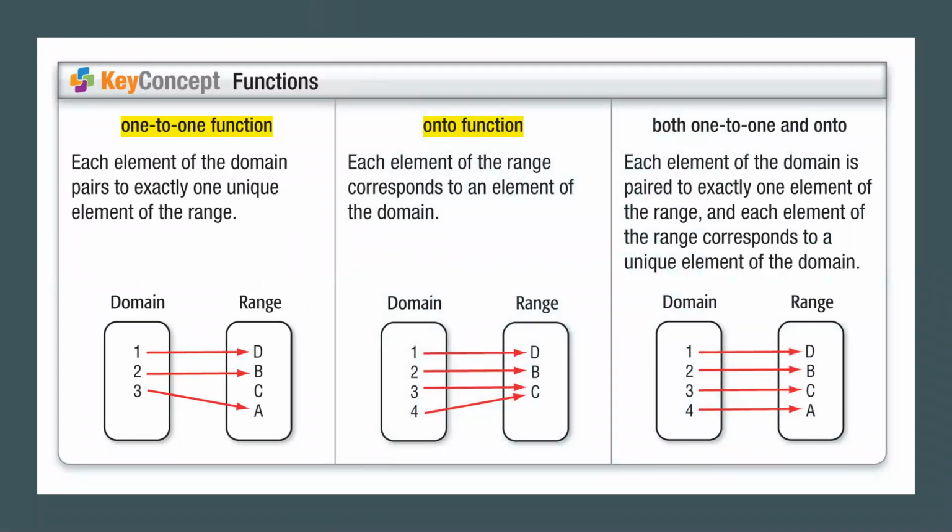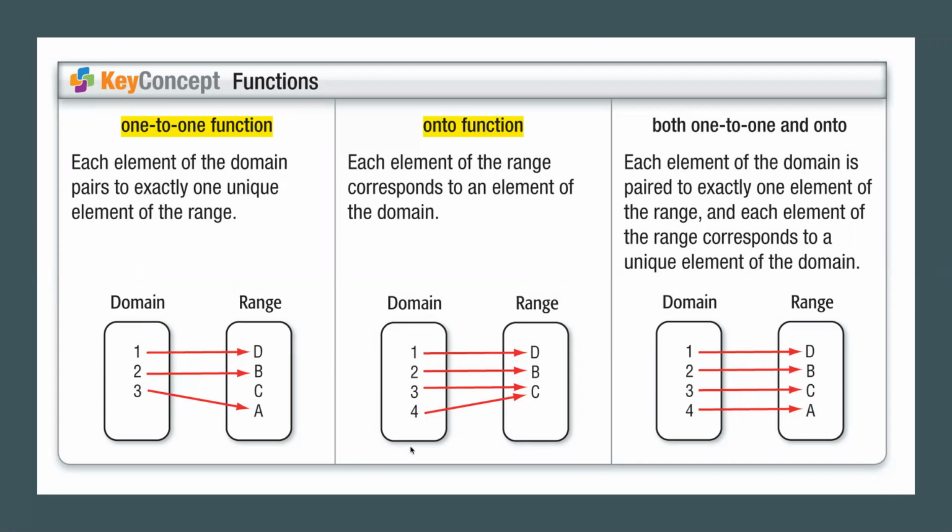All right, so the key concept here is we have a one-to-one function, an onto function, and then both one-to-one and onto. So pretty much any set of coordinates or pairs that we make are a relation of something, how it relates to each other. And one-to-one would mean it is a function, and that means from every domain value, we only go to one range value.